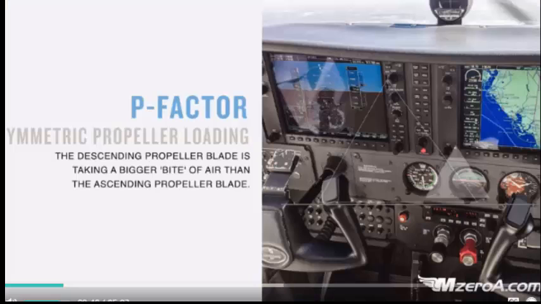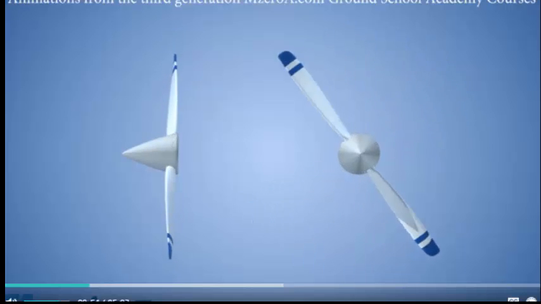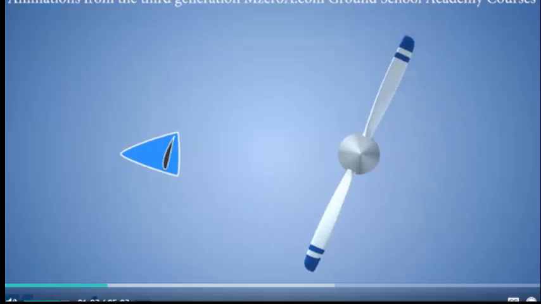The first, we'll start with the easiest, is P factor. Really, it's technically called asymmetric propeller loading, which says the following, which we've learned for so long. The descending propeller blade is taking what I call a bigger bite of air than the ascending propeller blade. It has that greater angle of attack. Remember, our propeller is simply just a wing. It has that critical angle of attack. P factor is one of our 4 left turning tendencies.